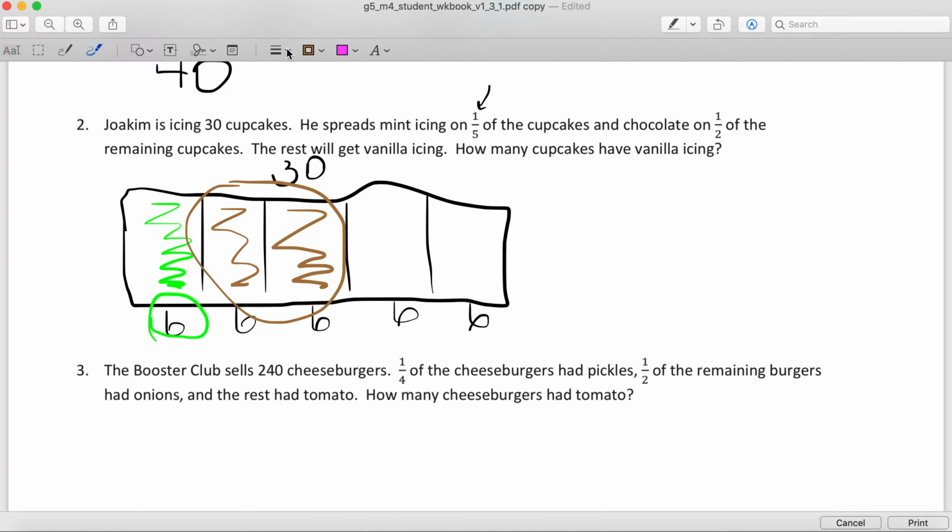All right, pickles. You're going to do better on your paper. All right, I still have all of these cheeseburgers that are left that are unaccounted for. Well, how many of them are there? There are 90 left, and they all had a tomato, because it says over here the rest had tomatoes. So that means that 90 of them had tomatoes.